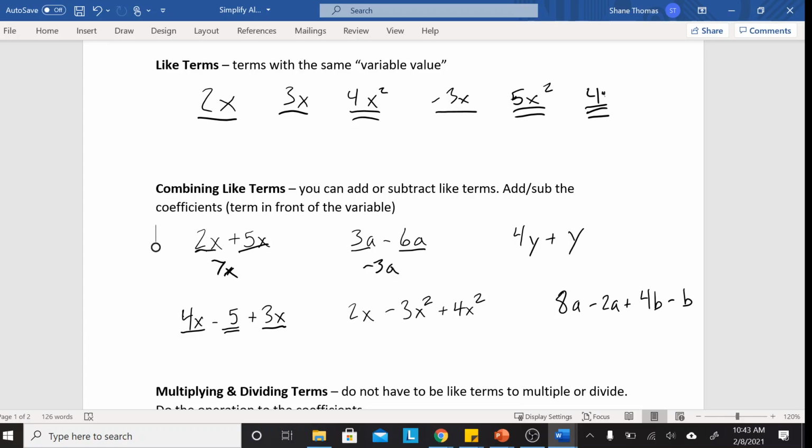So in this case, I can add the 4x and the 3x together to give me 7x. I combine those like terms. And then the last one, minus 5, there's nothing else to combine with it, so it just tags along.